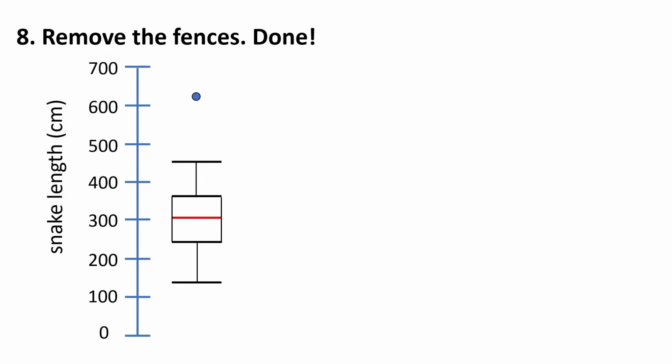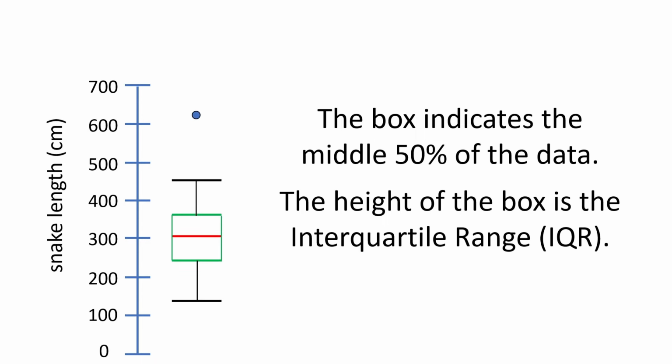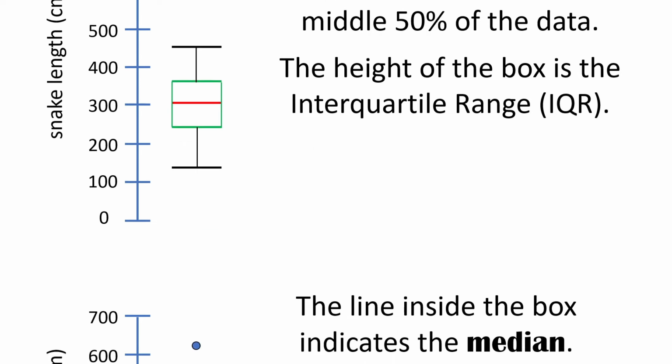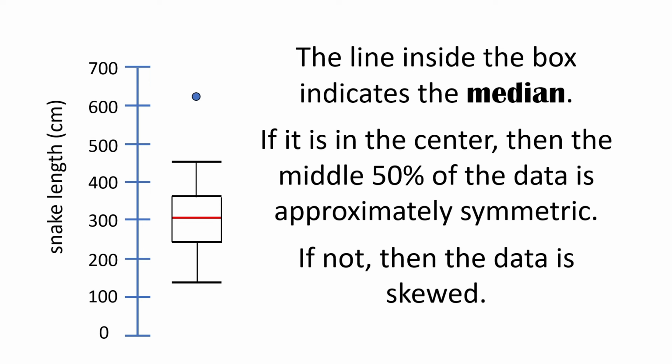And so this is what the box and whisker plot will look like in the end. Just reviewing the components of it, the box indicates the middle 50% of the data. The height of the box is the interquartile range. The line inside the box, that red line, indicates the median. If the median is in the center, then the middle 50% of the data is approximately symmetric. If that's not the case, then the data is skewed.